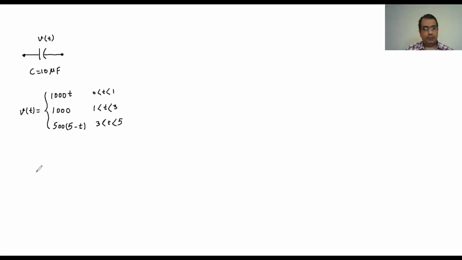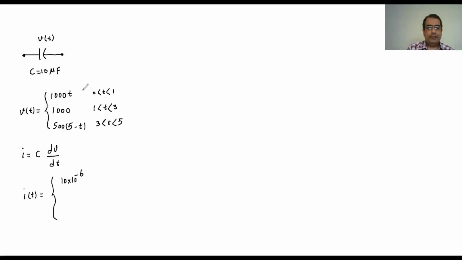Let me write it a little bit up there. The I in the capacitor is C dV over dt. That's the I, so if we want to calculate the I, we can use this equation. So the I of t is going to be, for the top one, if the C is 10 microfarad, 10 times 10 to the negative 6. So this is C.